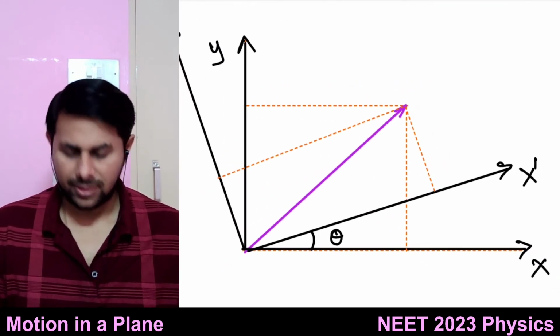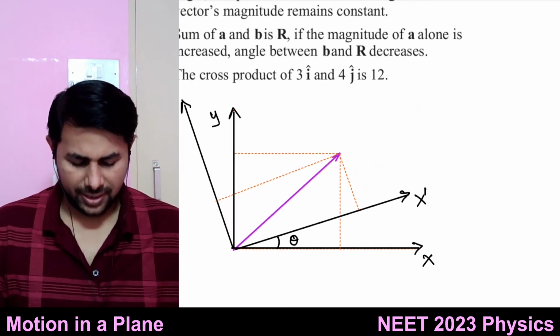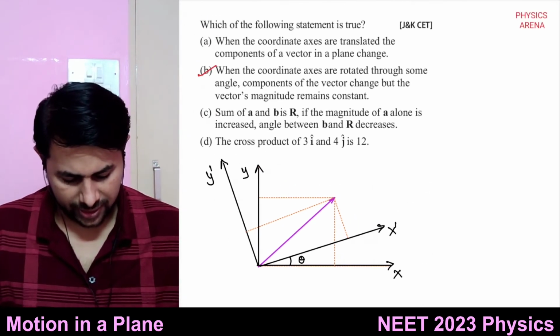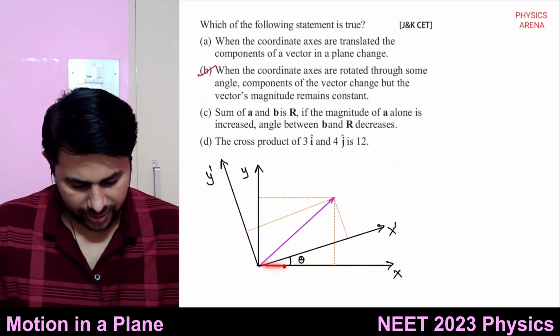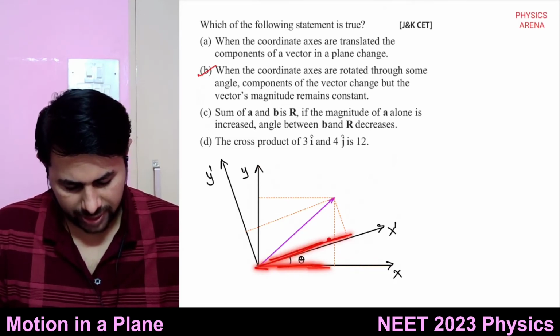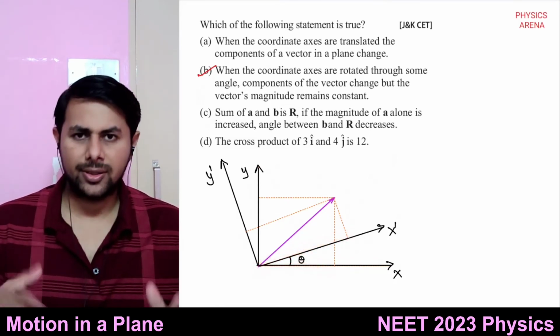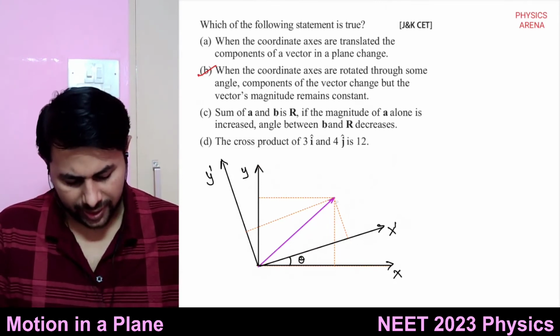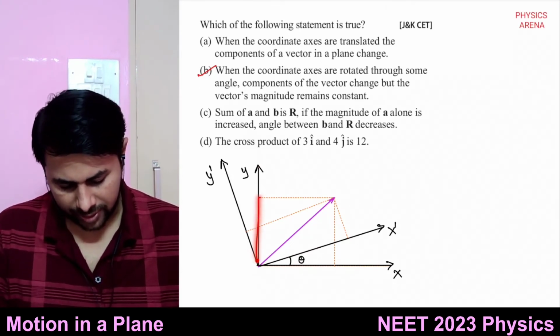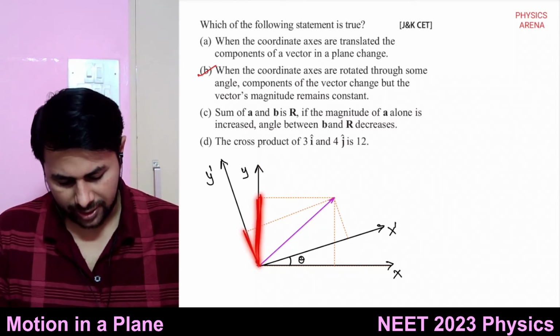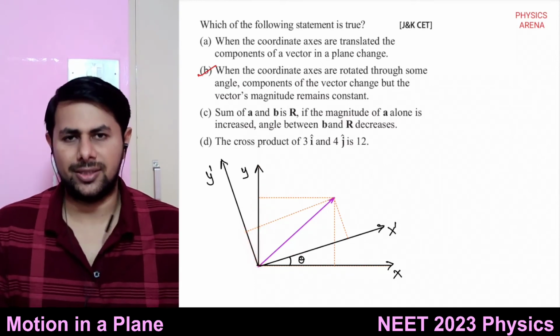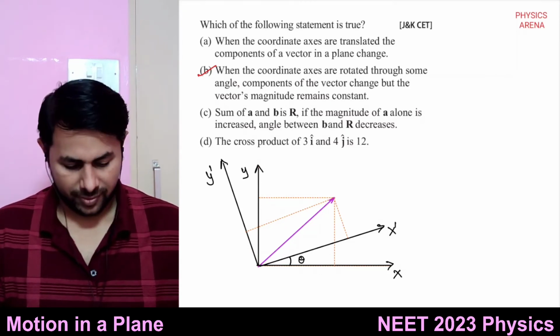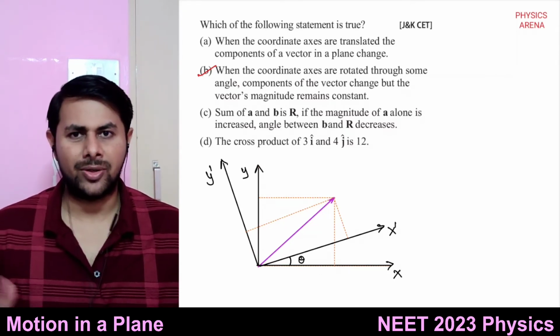Okay, so x is increasing, the magnitude of the x component is increasing. This length is small compared to this length, right? So the magnitude of the x component is increasing, and the magnitude of the y component, which was this much earlier, now it is this much. It is decreasing. So the magnitudes of the components change, but the magnitude of the vector will not change.